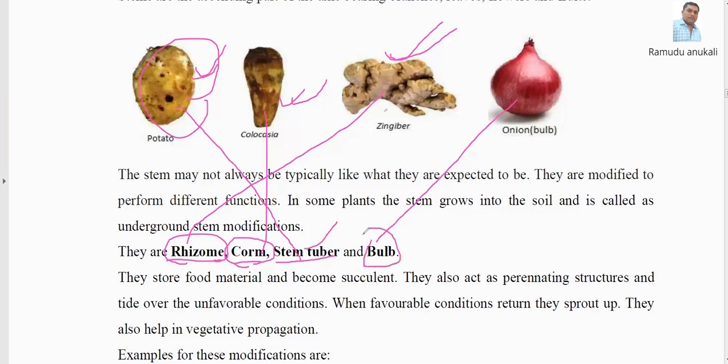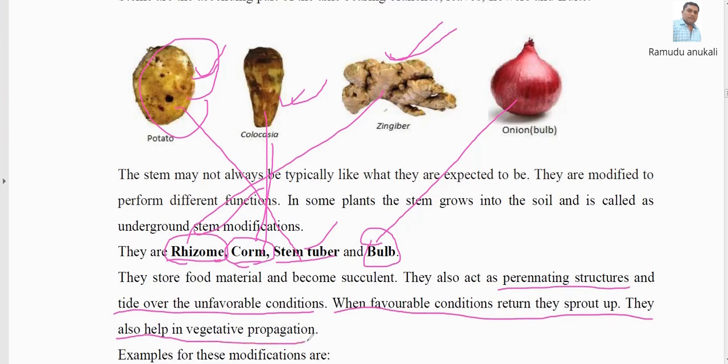The onion undergoes modification and forms a bulb. Ginger, rhizome; colocasia, corm; potato, stem tuber. The main purpose of modifying into tubers is to perform special functions, that is, to store food material. The potato is a stem tuber: the stem is modified to form a tuber. It helps to store food material and become succulent. They also act as perennating structures and tide over unfavorable conditions. When favorable conditions return, they sprout up.